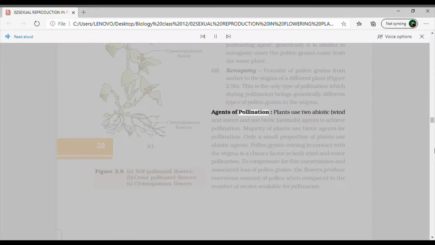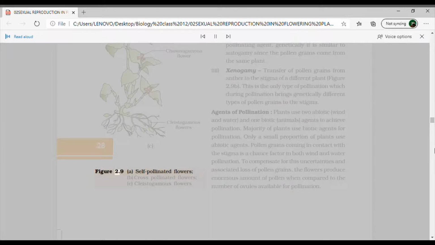Agents of pollination. Plants use 2 abiotic agents, wind and water, and 1 biotic agent, animals, to achieve pollination. Majority of plants use biotic agents for pollination. Only a small proportion of plants use abiotic agents. Pollen grains coming in contact with the stigma is a chance factor in both wind and water pollination. To compensate for this uncertainty and associated loss of pollen grains, the flowers produce enormous amounts of pollen when compared to the number of ovules available for pollination.